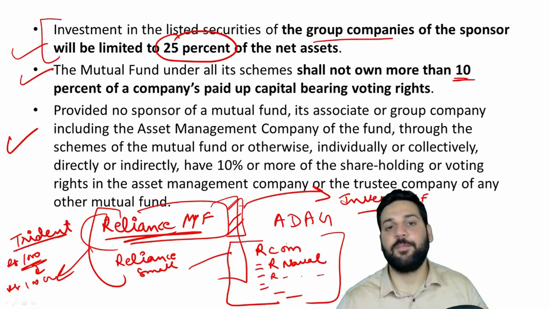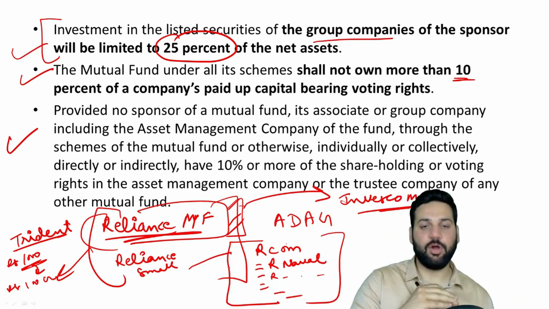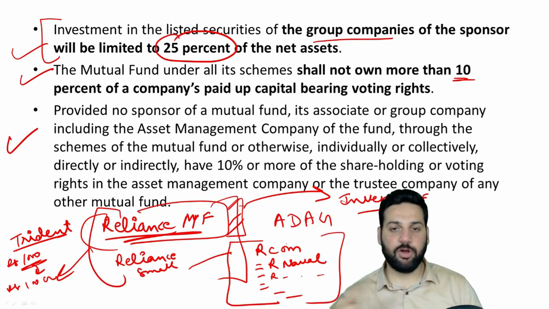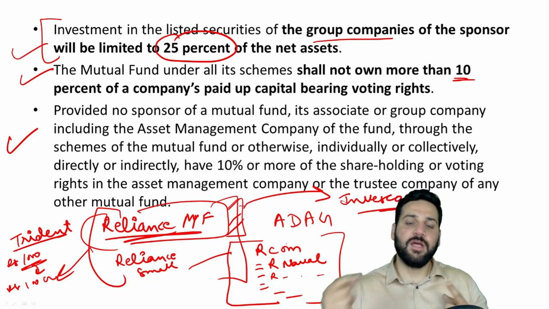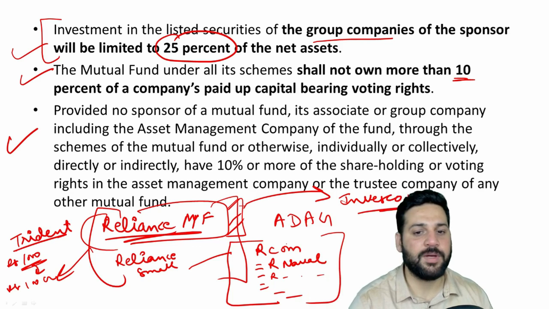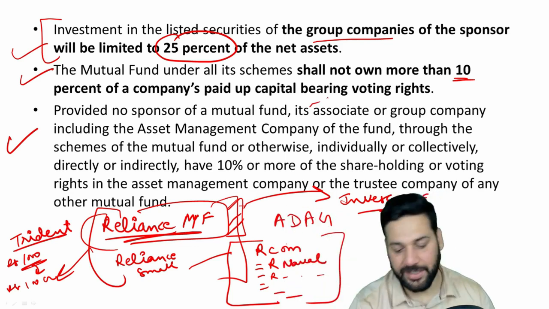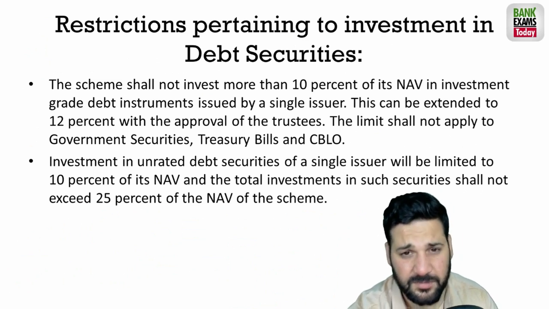SEBI nahi chahta ki a monopoly ho. So that is why one mutual fund company cannot own more than 10% of another company. Yahan pe mutual fund, its trustee, its asset management company or group company, its associate, directly or indirectly, they cannot own more than 10%. 10% ka ek limit hai, bar hai.